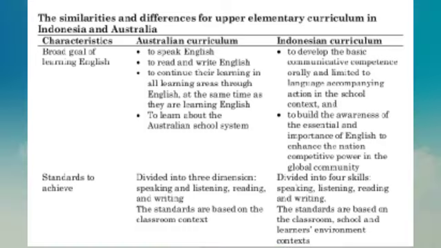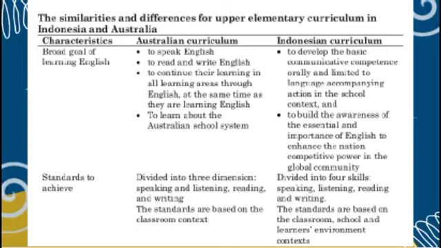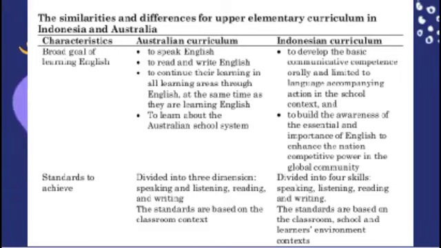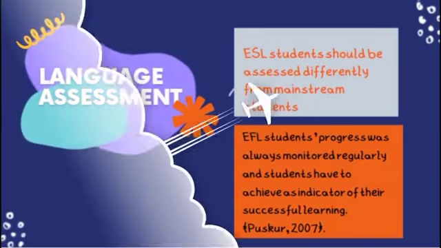In terms of standards to achieve, the Australian curriculum is divided into 3 dimensions: speaking and listening, reading, and writing, and the standards are based on the classroom context, while the Indonesian curriculum is divided into 4 skills, and the standards are based on the classroom, school, and learner's environment context.